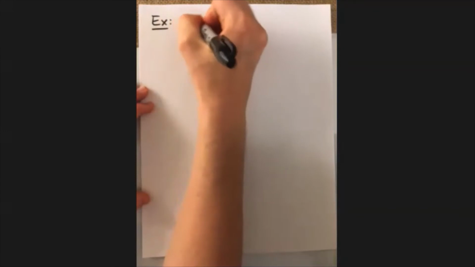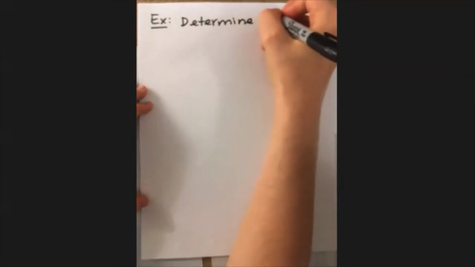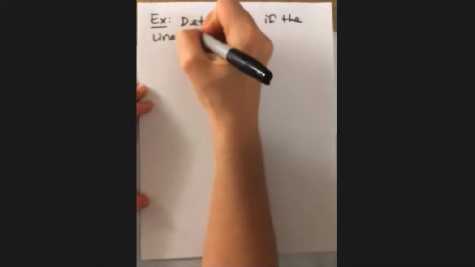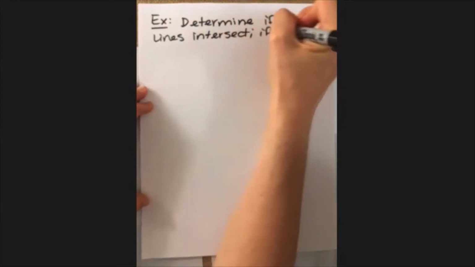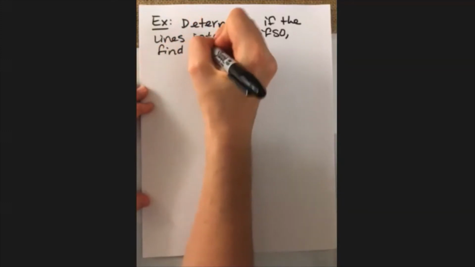Another thing that we can do with these parameterized lines is we can determine whether or not 2 lines intersect, just like we can with a regular definition for lines. So let's look at that. We're going to determine if the lines that are given intersect, and if so, we're going to find their intersection point.